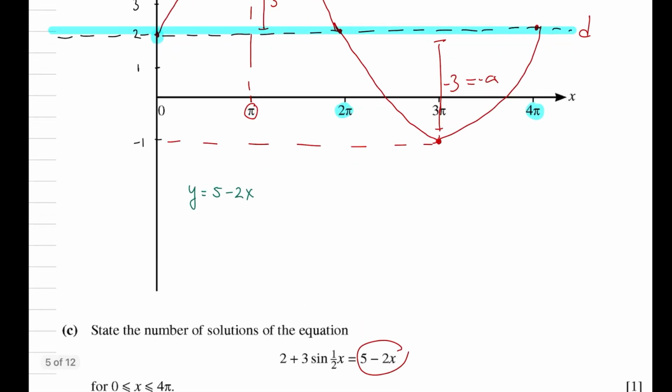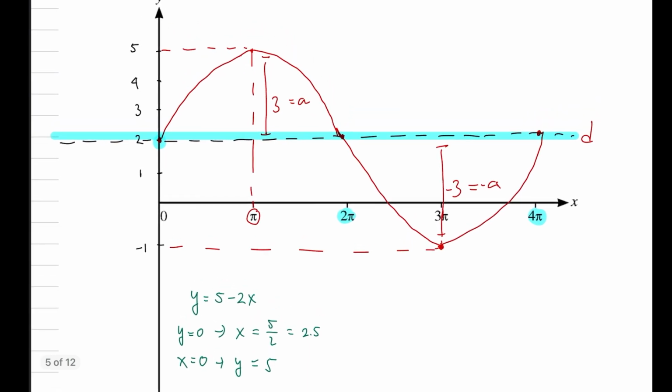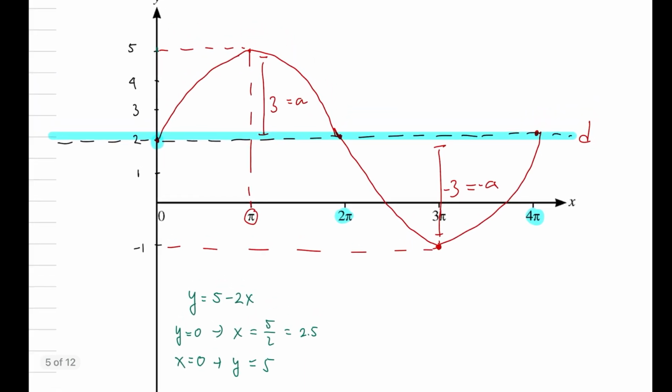So we can find the x-intercept, y equals 0. We get x equals 5 over 2 or 2.5. And then the y-intercept, x equals 0. So substitute x to 0, y equals 5. So let's see here. y equals 5, so it's here. Yeah, so that will intersect at this point, 0, 5. And x is 2.5 and 0.